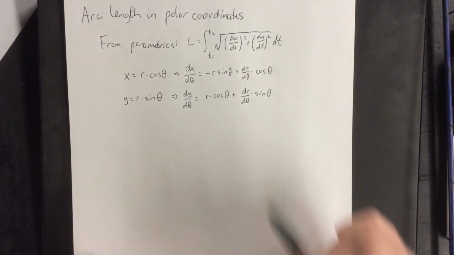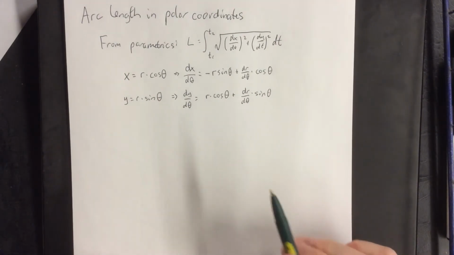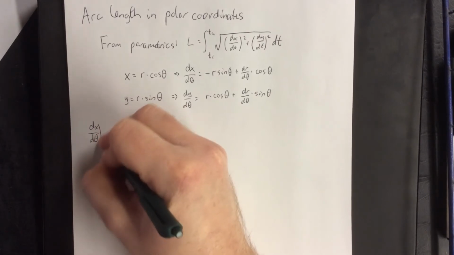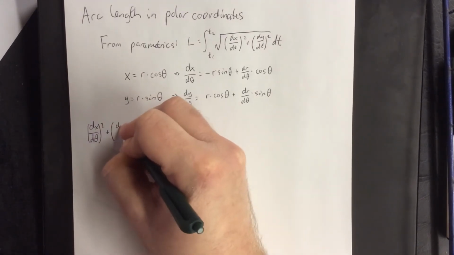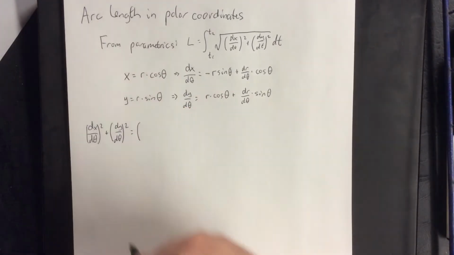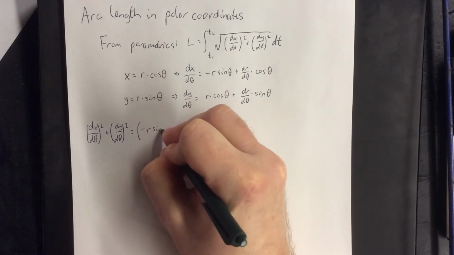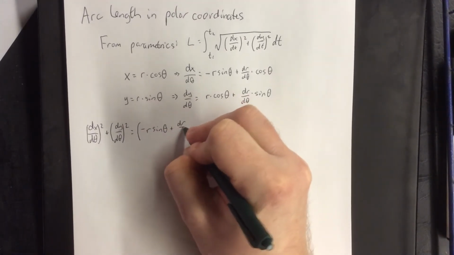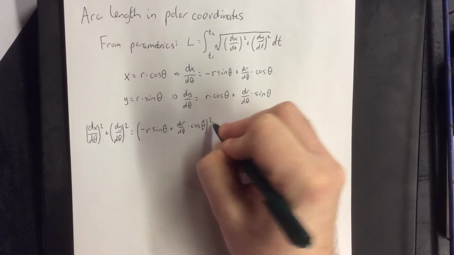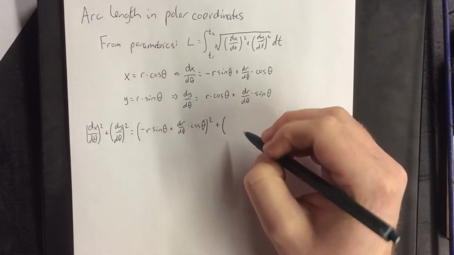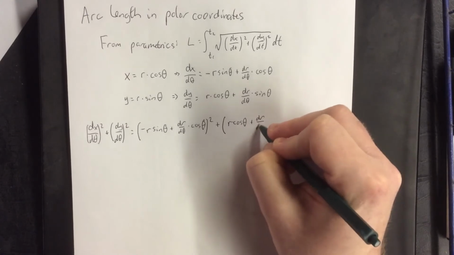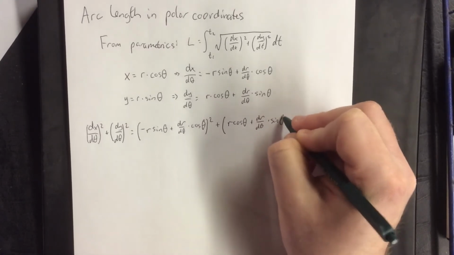Now, if we're going to try to set up this integral, that means that we're going to have to square both of these and add them together. So I'm going to take dx d theta, I'm going to square it, I'm going to add to it dy d theta squared. So we will be responsible for squaring negative r sine theta plus dr d theta times the cosine of theta. That'll be squared. And we're going to do the same thing for dy d theta. That'll be r cosine theta plus dr d theta times the sine of theta. And we're going to square that as well.